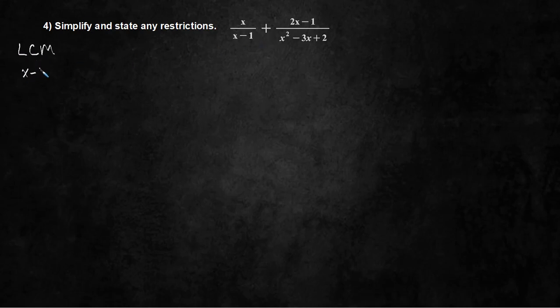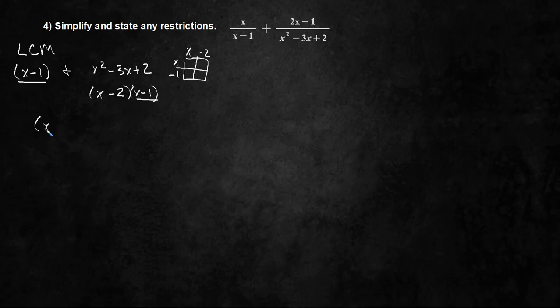And so our first one was x minus 1. And we're looking for the LCM of that and x squared minus 3x plus 2. Here you would use that box. And when you get done with the box, you would end up with an x, and then a minus 2, and an x minus 1. And so my two factors would be x minus 2 and x minus 1. So what is in common between the two of them is this x minus 1. What's unique, and there's only one thing that's unique, is going to be that x minus 2.